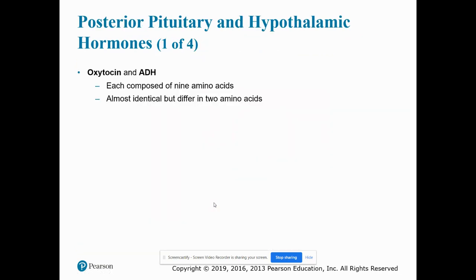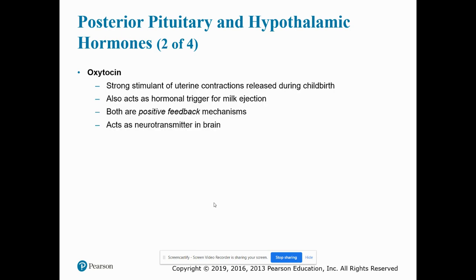So the 2 hormones that are released by the posterior pituitary are oxytocin and antidiuretic hormone. They're each composed of 9 amino acids. They're almost identical, but they differ in 2 amino acids. Oxytocin does a number of things, and you may actually remember oxytocin from Anatomy and Physiology 1 because it's often talked about in relation to a positive feedback mechanism because of the fact that childbirth is a positive feedback mechanism. And oxytocin is a strong stimulant of uterine contractions and it's released during childbirth.